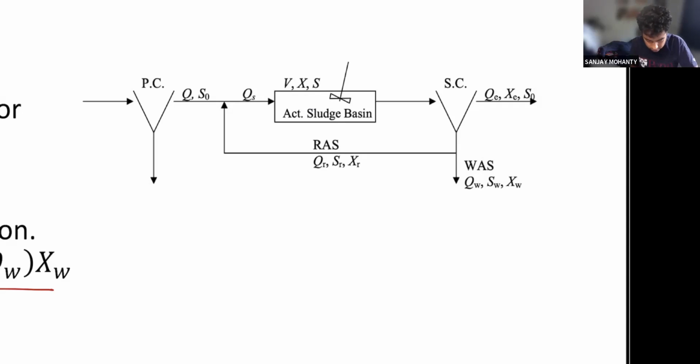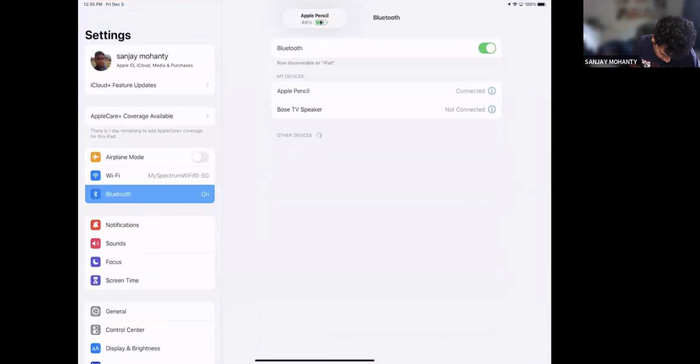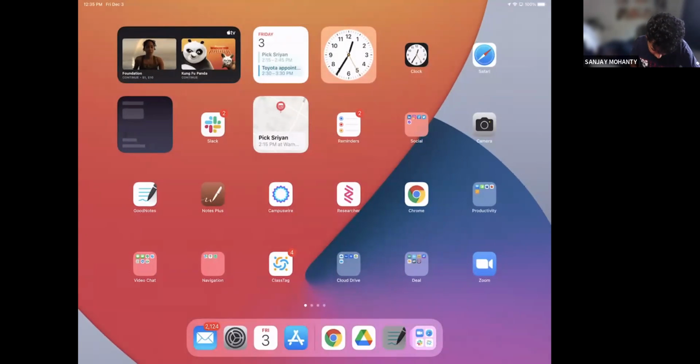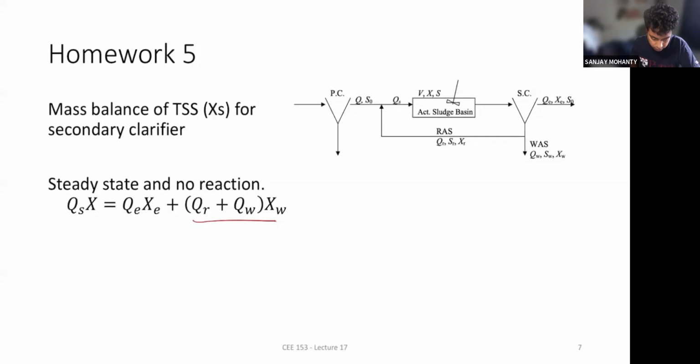Let's see. Okay, Apple Pencil connect. Let's see, maybe the Bluetooth is on. Oh, yeah. Okay. For some reason this doesn't work. Okay, now it works.